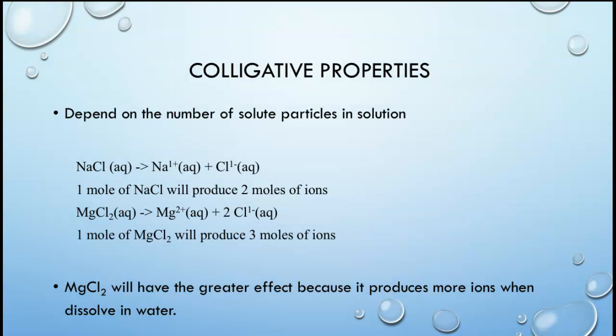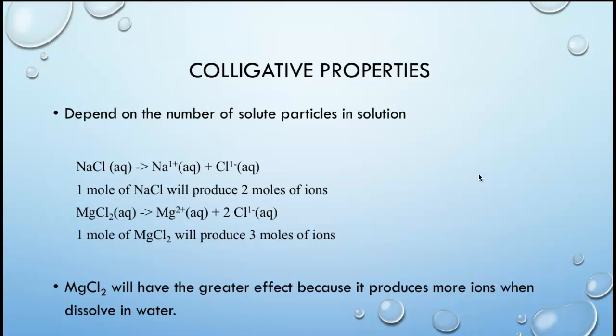magnesium chloride will have the greater effect because it produces more ions when it's dissolved in water. Now, be careful when you're looking at a substance and it's got a polyatomic ion. Remember, polyatomic ions stay together. So if it would be something like MgNO3, the NO3 is going to stay as NO3 when it dissolves in water. Those ions stay together, even if it's a polyatomic ion.